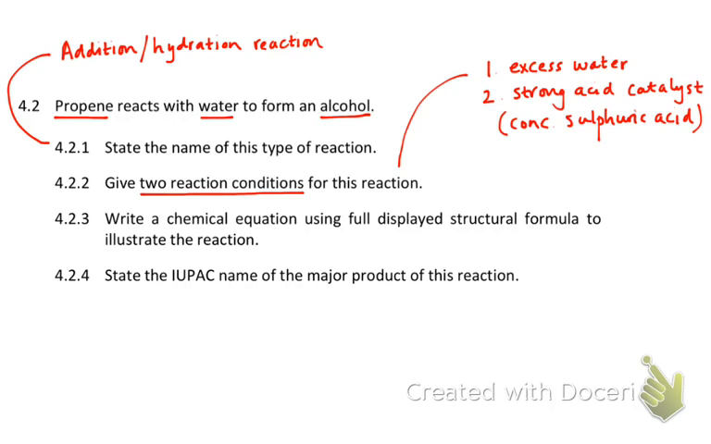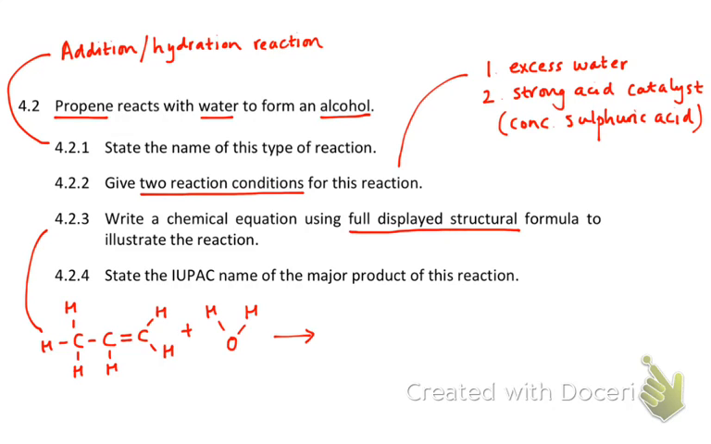4.2.3, the chemical equation using full displayed structural formula. We'll start with propene, 3 carbon atoms with a double bond, reacting with water. Don't forget to draw water out in its full displayed structural formula. The double bond will break in an addition reaction, and then we need to use Markovnikov's rule to decide where the H goes and where the OH goes. Remember, the hydrogen goes onto the carbon that already has more hydrogen, so that's the end carbon. So the hydrogen would go there. The OH would then go on carbon number 2.